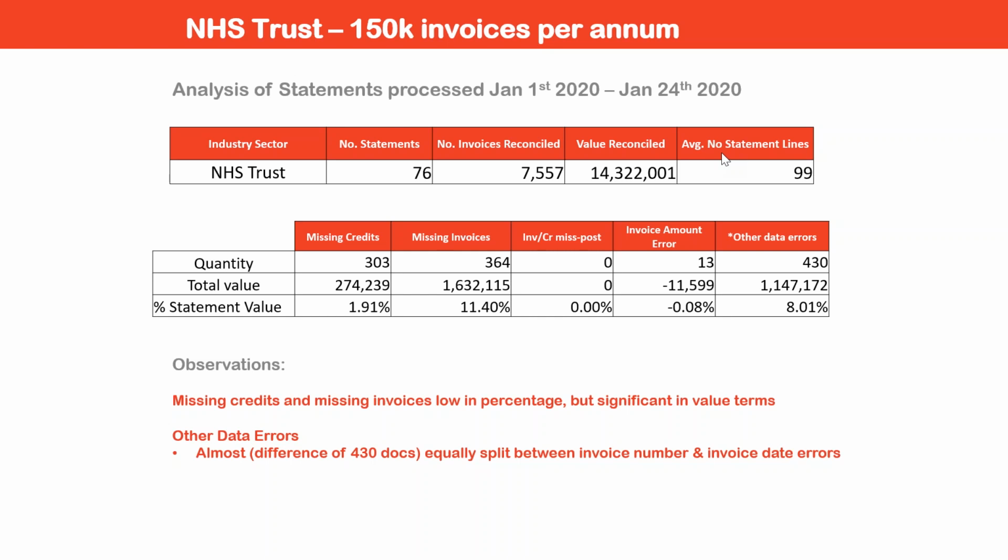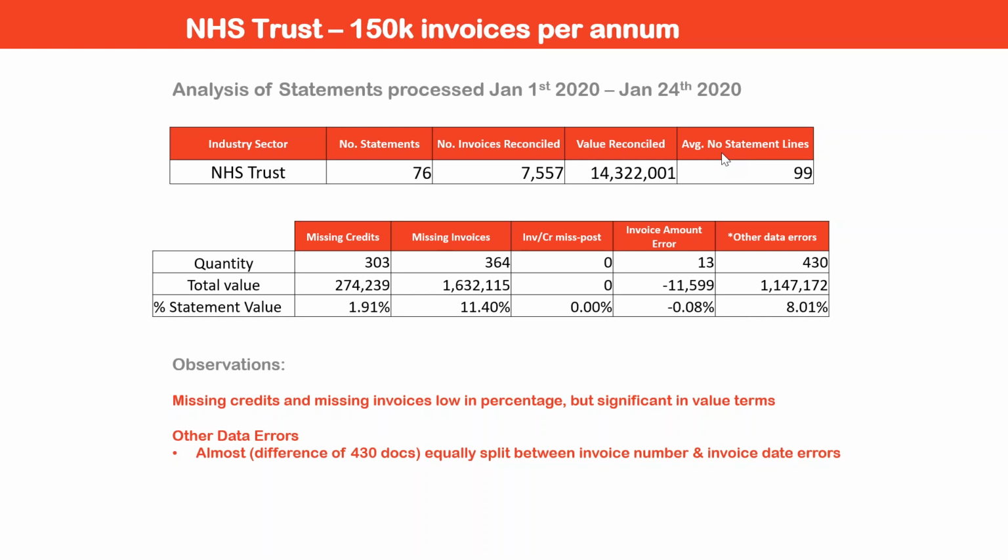And I think it's low in percentage, but significant in value terms. But if you look at missing credits and missing invoices, they add up to nearly £2 million. Obviously more on the missing invoices side, about 11%. And then the other data errors, it's almost equally split between invoice number and invoice date errors.